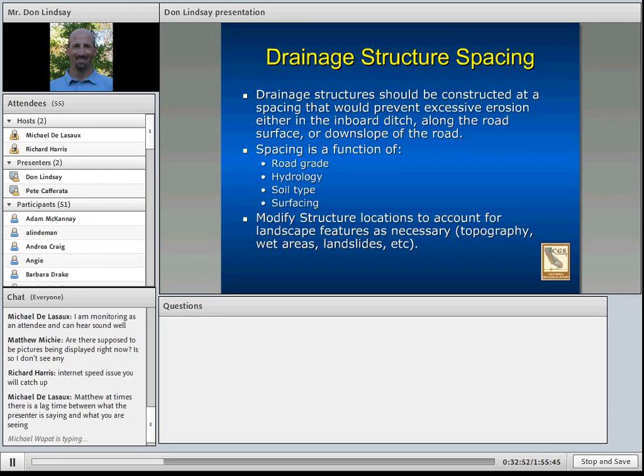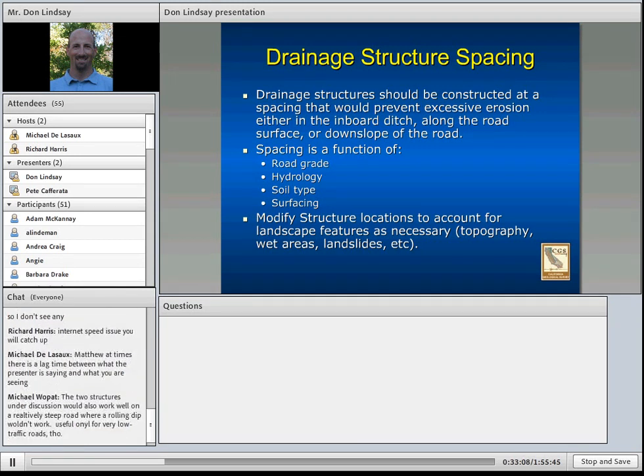So far we have covered the 3 types of road shapes and the various types of drainage structures. So now we'll discuss drainage structure spacing. Drainage structures should be constructed at a spacing that would prevent excessive erosion, either in the inboard ditch, along the road surface, or downslope of the road. The spacing is a function of road grade, flows, soil type, ditch and road surfacing, and keep in mind the spacing must be modified based on landscape features, including topography, wet areas, landslides, etc.